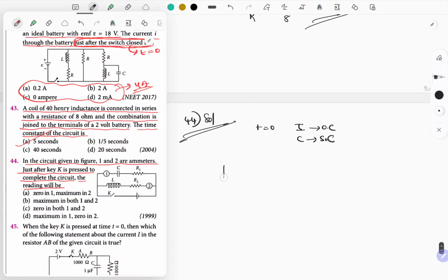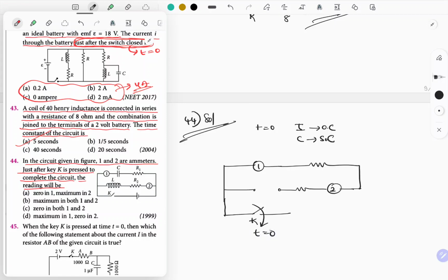So let's replace the circuit. This is how the capacitor acts as a short circuit, right? This is how the circuit is going to be. And the inductor acts as an open circuit. So 1 and 2 both are ammeters. Now inductor is removed. This is 2. And the switch K is closed at t is equal to 0.